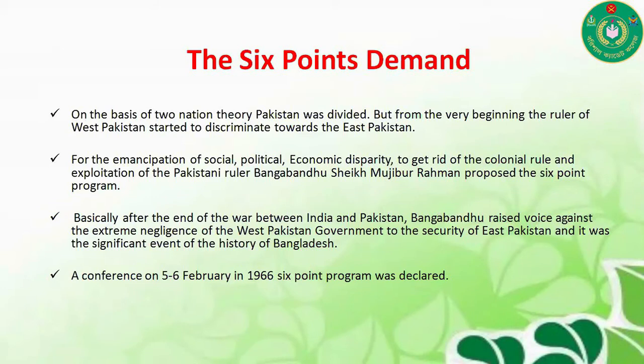On the basis of the two-nation theory, Pakistan was divided. But from the very beginning, the rulers of West Pakistan started to discriminate against East Pakistan. For the emancipation from social, political, and economic disparity, to get rid of colonial rule and the exploitation of the Pakistani rulers, Bangabandhu Sheikh Mujibur Rahman proposed the 6-point program.